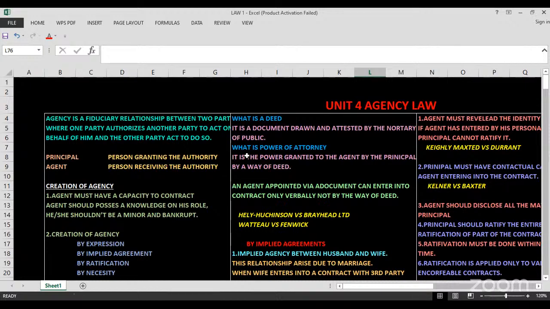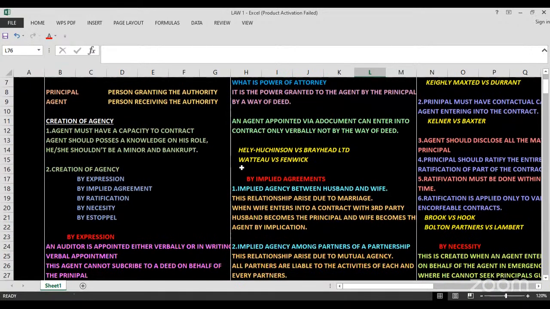So there are two parties here. One is the principal, the next one is the agent. Principal means the person who is giving the authority, who is telling to do so. Agent means the person who is receiving the authority, to whom we are giving that activity to do.